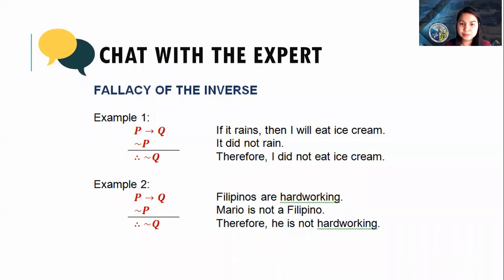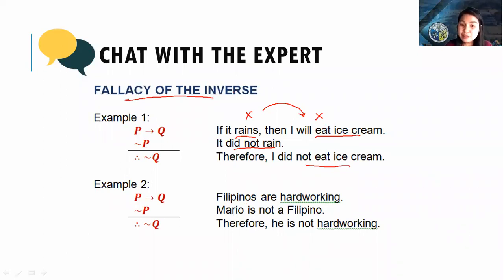So example, if it rains, then I will eat ice cream. It did not rain. Therefore, I did not eat ice cream. Therefore, it is a fallacy of the inverse.